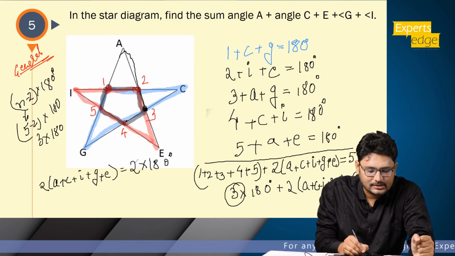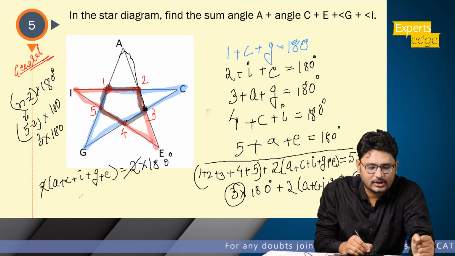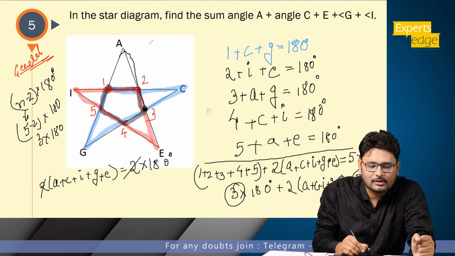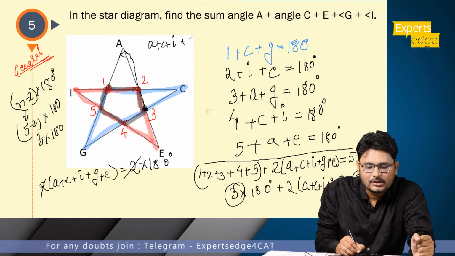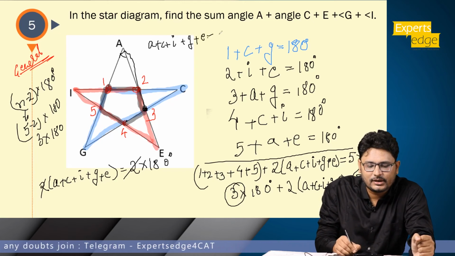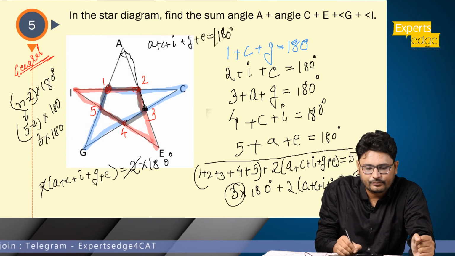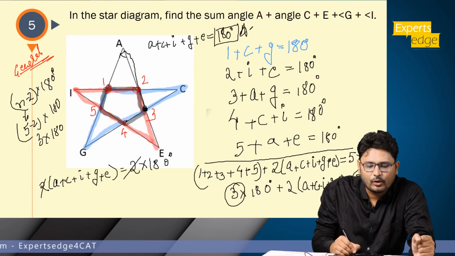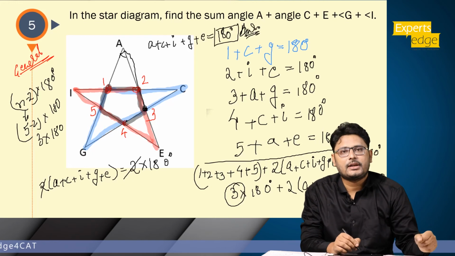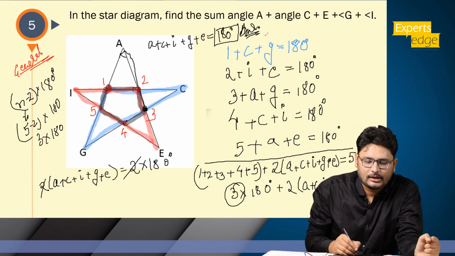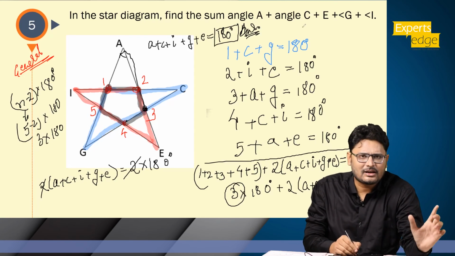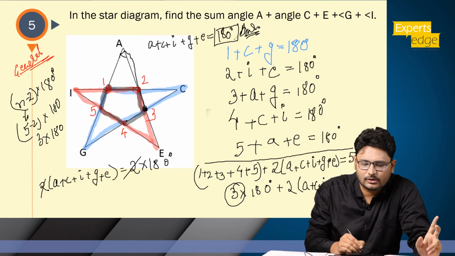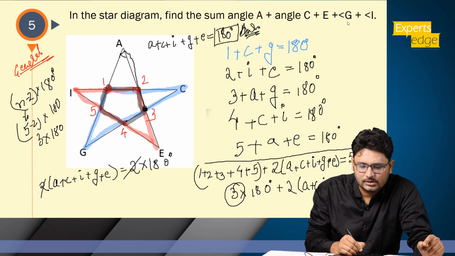So 2 gets cancelled out. So the final answer I should get, what is being asked, the sum of the angles A plus C plus I plus G plus E, should be 180 degree. Okay, so I hope this generic method is clear. You can use it. Now obviously it will take some time, 2-3 minutes sort of, but believe me, it's a hardly 10 to 20 second question. Okay, so how will you do this?